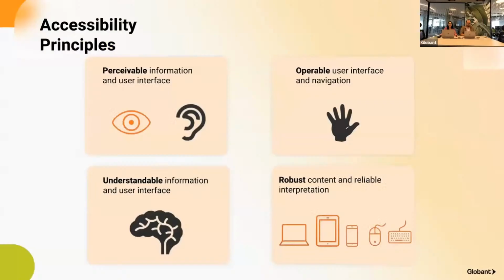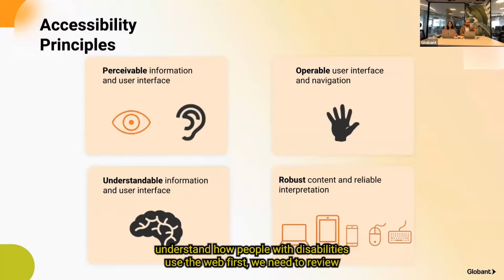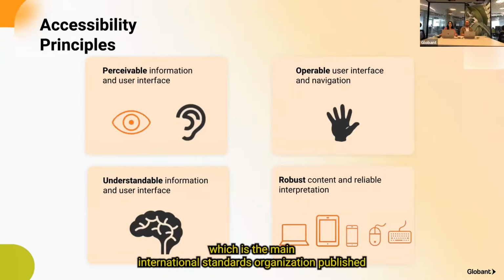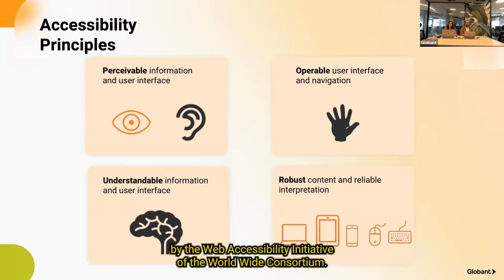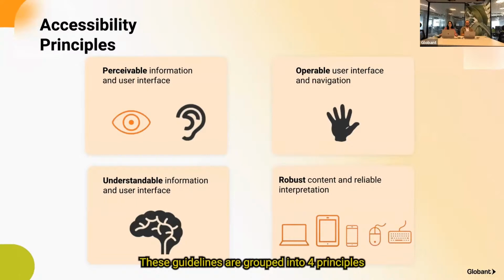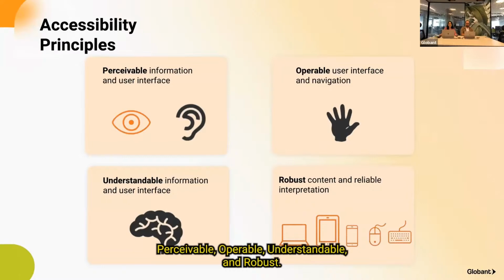Now, let's jump to the accessibility principles. In order to understand how people with disabilities use the web, first we need to review the four principles defined by the Web Content Accessibility Guidelines, which is the main international standard published by the Web Accessibility Initiative of the World Wide Web Consortium. These guidelines are grouped into four principles: perceivable, operable, understandable, and robust. I'll go through each of them.